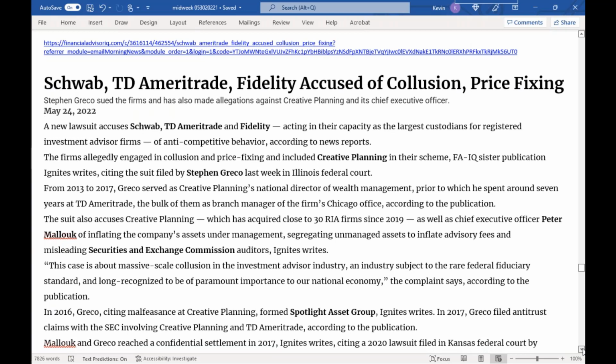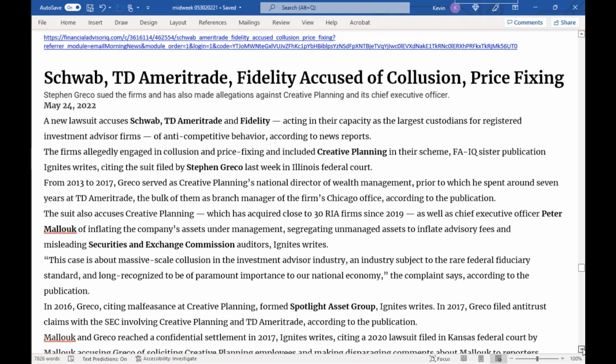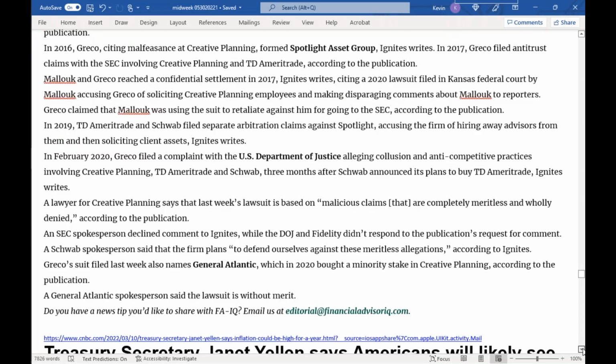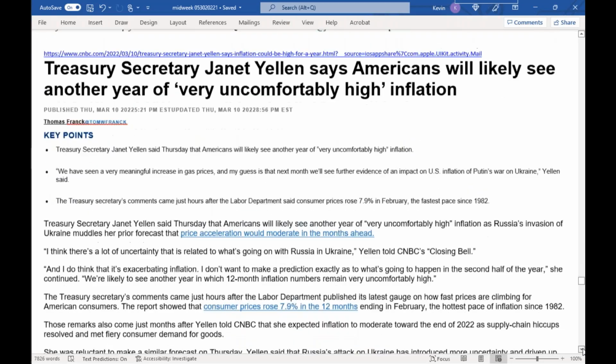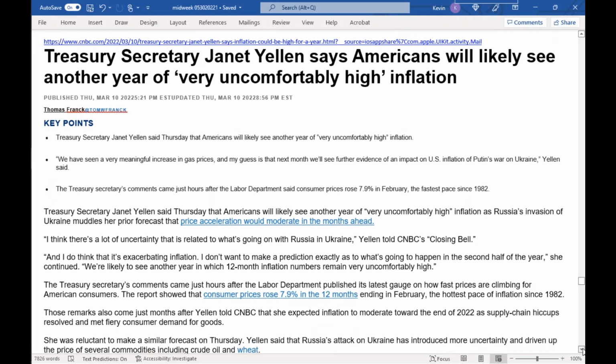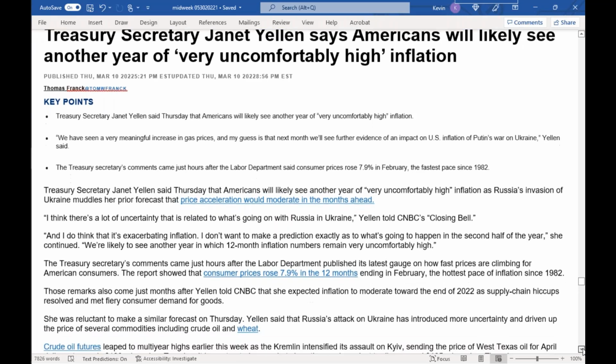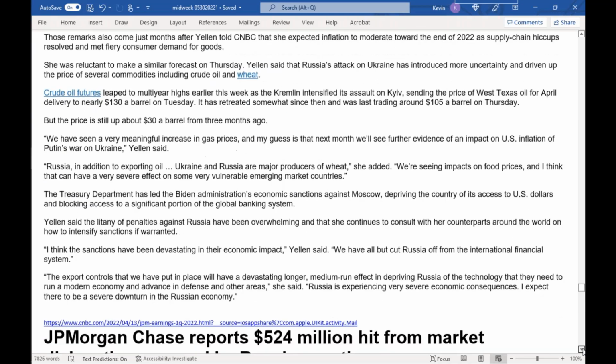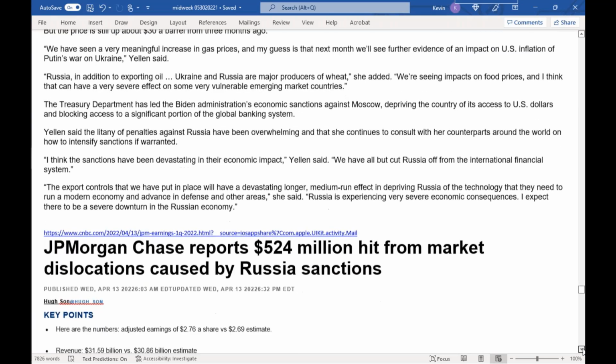Found it interesting. Schwab, TD Ameritrade, Fidelity accused of collusion and price fixing. I've wondered on a couple of our fills. Please read through. Obviously, it's denied by Schwab. This one is also a little bit old. This is March. But Treasury Secretary Janet Yellen says Americans will likely see another year of very uncomfortable high inflation. This was March of 2022. I want you to go back and remember some of the things that she said so we can look to what's happening in our future.